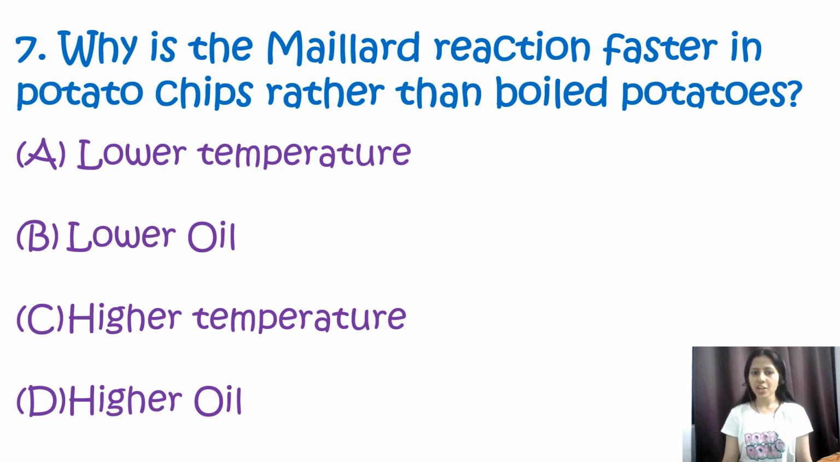So the Maillard reaction is faster in potato chips rather than boiled potatoes. It is due to high temperature, because we know that when the potato chips are fried, they are exposed to much higher temperatures than when they are boiled. So over here my correct option will be C, that is higher temperature.